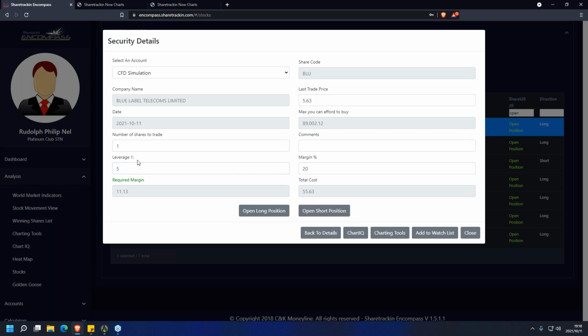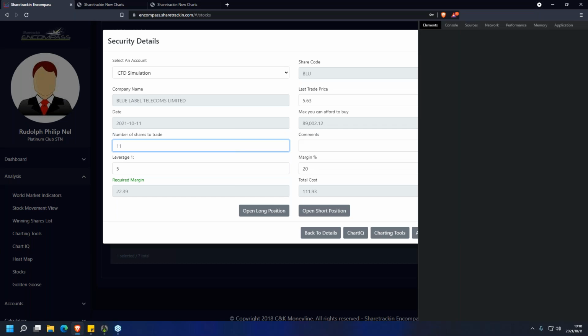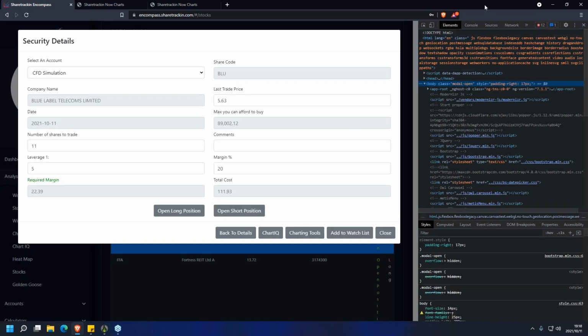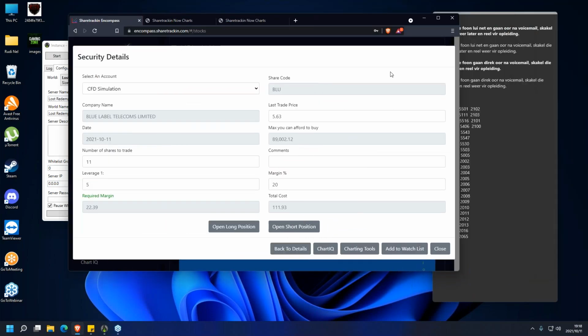So the leverage, we're going to make 5. Let's say we're trading through Standard Bank, and the leverage of Blue Label Telecoms is 5. We will be paying 20% margin, so it's only 20% of the original price. Now if I take one share, sorry, that's over here. I pressed the wrong button. I do apologize.